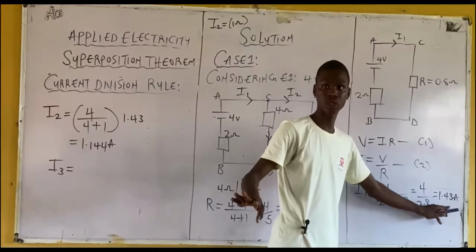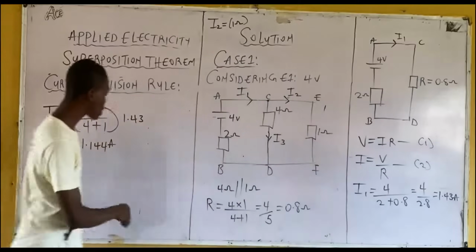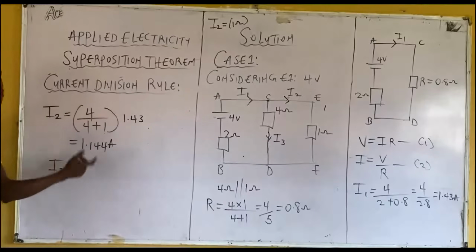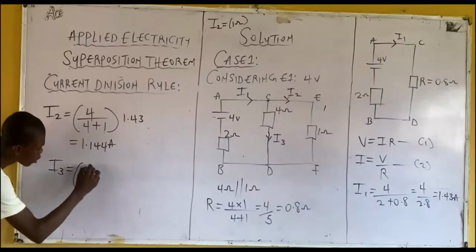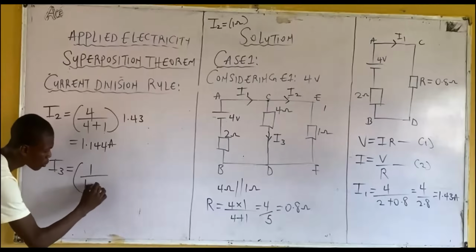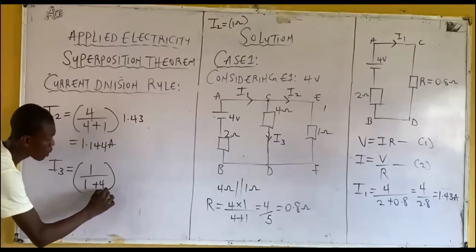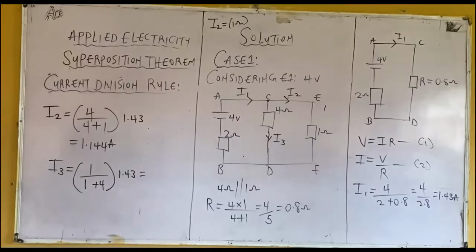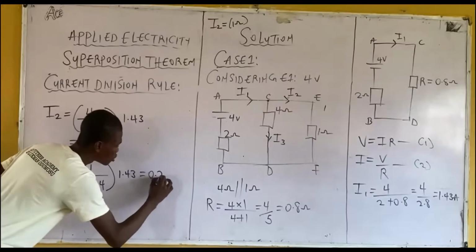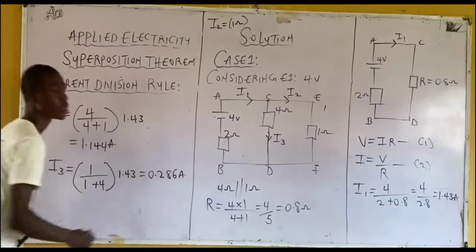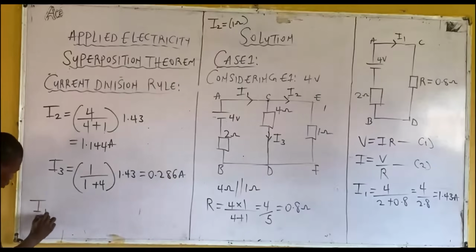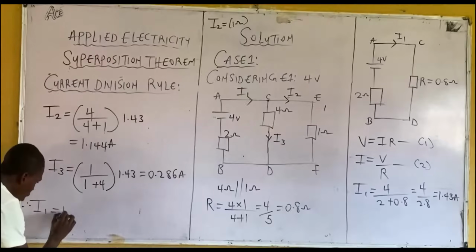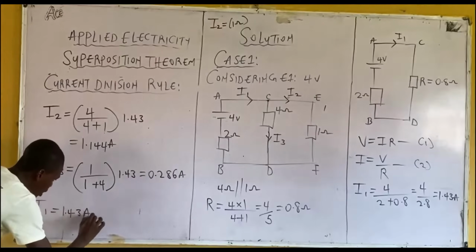Any question? That's how you arrive at this answer. Now how do we do this for I3? Apply the same method. It will be 1/(1+4) multiplied by 1.43. What's the answer? 0.286 ampere. We've calculated the values. What's the value of I1? I1 is 1.43 ampere. I2 is what?